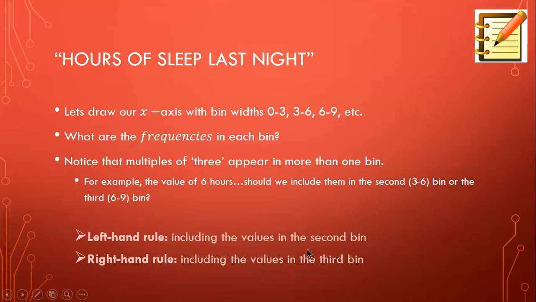You can choose. There's the left-hand rule, and we have 2 rules that we can choose from. The left-hand rule means we would include the values in the bin to the right, so the 6s would go in the bin to the right. Or we can have the right-hand rule, where we include the values in the bin to the left. So you choose which bin you want to include it in, the first bin it shows up in or the second bin it shows up in. That's a choice that you can make. I'm going to choose to use the left-hand rule, which means we're going to include the values in the first bin it shows up in, okay?